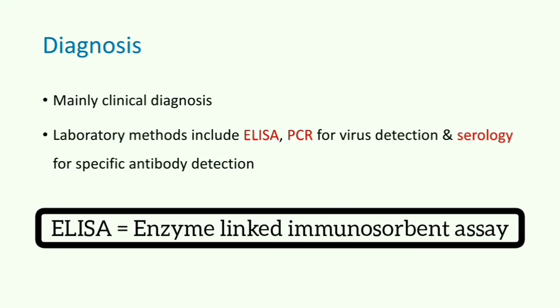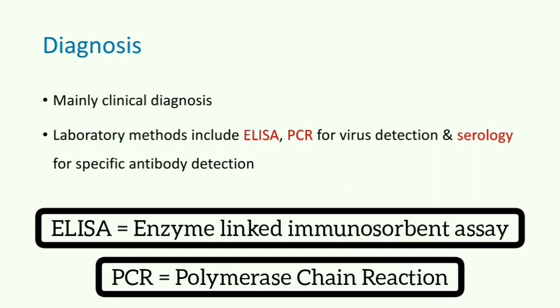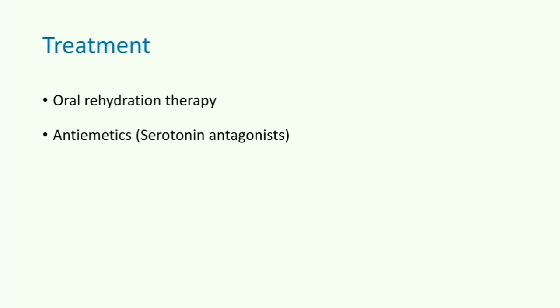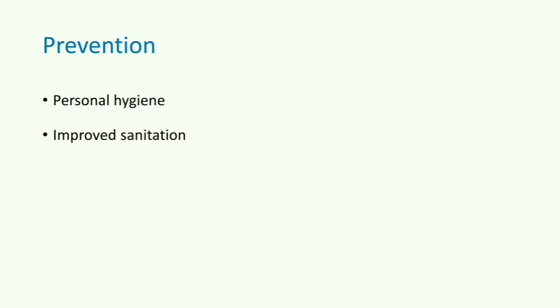Diagnosis. Diagnosis is mainly clinical. Laboratory methods include ELISA from stool sample to detect the virus and ELISA from blood, that is serology, to detect specific antibody. PCR is used in research laboratories. Now, treatment. Oral rehydration therapy to correct dehydration and serotonin antagonists like ondansetron to prevent vomiting. Prevention strategies include personal hygiene like proper hand washing practice, improved sanitation like proper sewage disposal, and vaccination of children.